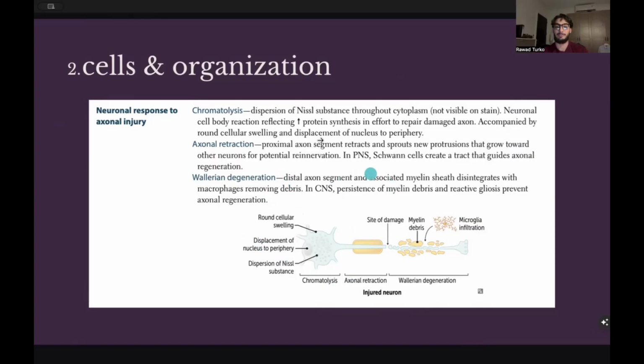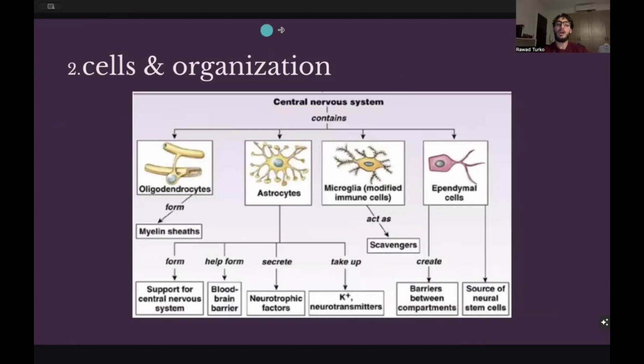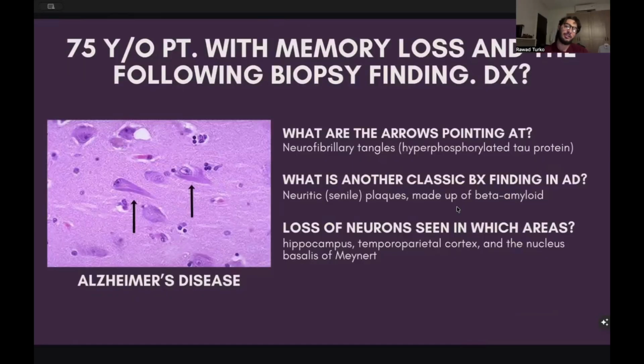These are all things that you're going to see. Dispersion of the Nissl substance throughout the cytoplasm, neuronal cell body react. Again, this is to increase protein synthesis and swelling and displacement of the nucleus to the periphery. And we have the rest of this. Now, again, this is all about everything we talked about before. It had to do with the neurons.